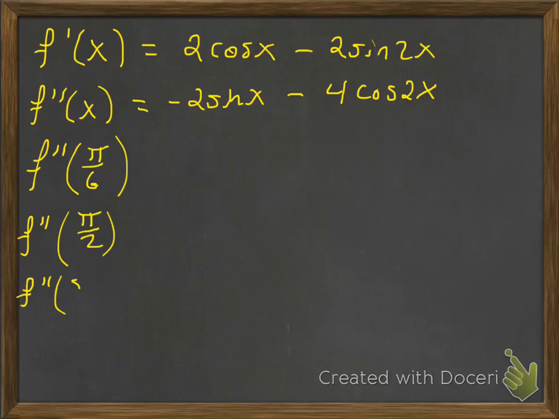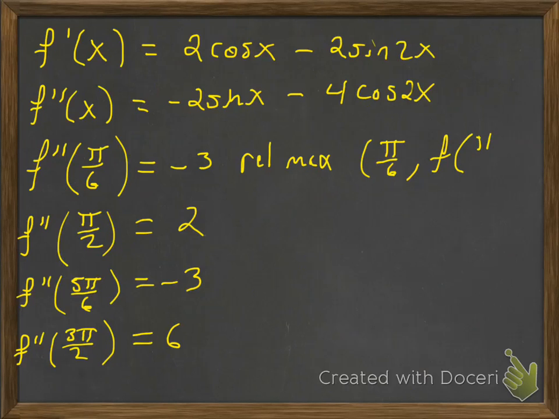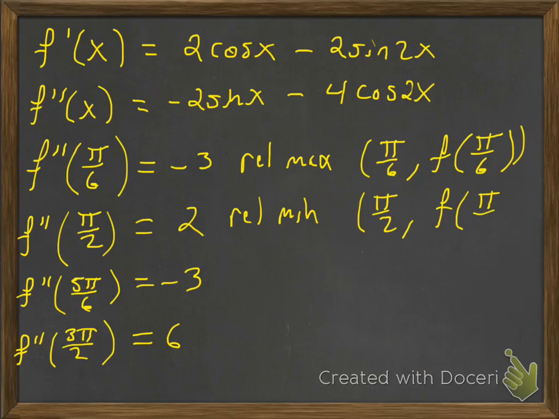All right, and now we're just going to plug and chug with all of our horizontal tangent locations, and we're just looking for positive or negative. Positive, it's a min. Negative, it's a max. Okay. All right. So I won't bore you with the computations. So when we plugged in pi over 6, we got negative, which means we have concave down, which means we have a relative max. And then you need to plug pi over 6 into the original function to find what the y-coordinate of that max is. Then a min at pi over 2, and then a max at 5 pi over 6, and then another min at 3 pi over 2.